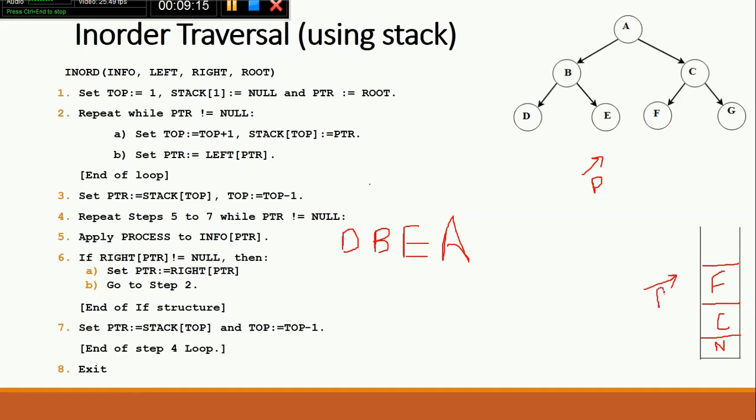So I will go to step number 3. It says whatever you have in the stack top, copy it to the PTR. So I said okay, the PTR will now point to F and top is equal to top minus 1.